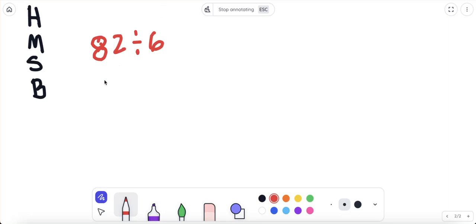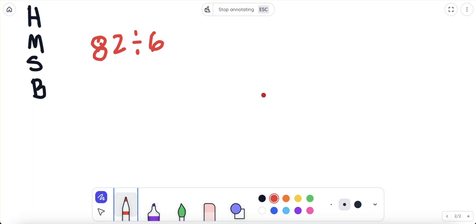So here we have a two-digit dividend. We have 82 divided by 6, and we're going to use the box method. The box method is similar to long division. Again, whichever strategies you want to use, you are more than welcome to use. But for the people who are still struggling, I think you need to consider just using the box method.